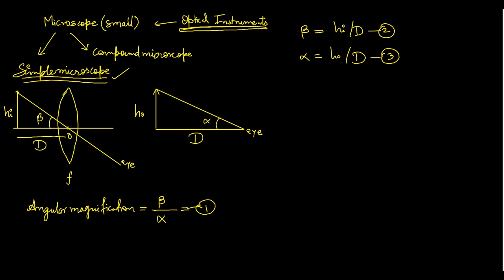Now if we substitute the value of alpha and beta in equation number 1, what will we get? See, hi upon d, then h naught upon d. D will come in the numerator. D cancels. So it is hi upon h naught. So you can see here it is coming equal to linear magnification. This is angular magnification, but here it is coming to us equivalent to linear magnification. Is this clear to everyone?